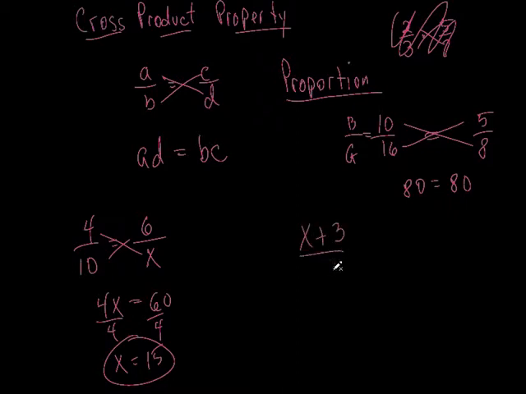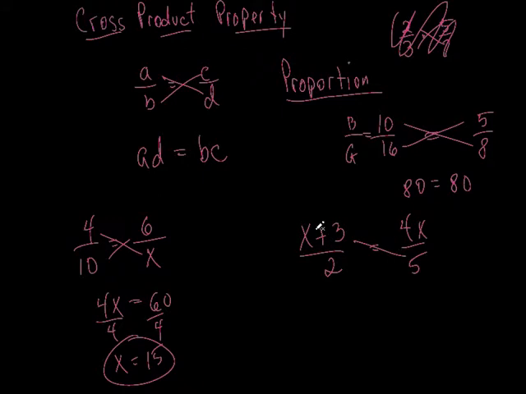Let's do one a little bit more algebraic. So x plus 3 over 2 equals 4x over 5. And I want to solve for x right here. Now, something like that, you may be able to just plug a bunch of numbers in and see which one makes the fractions equal to each other, but it's probably not the most efficient way to do it. So let's cross multiply.